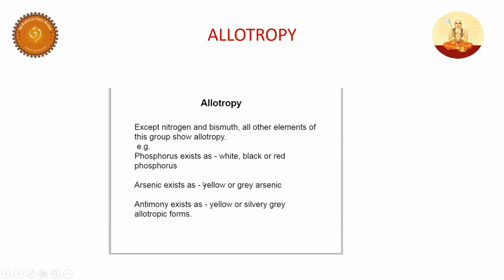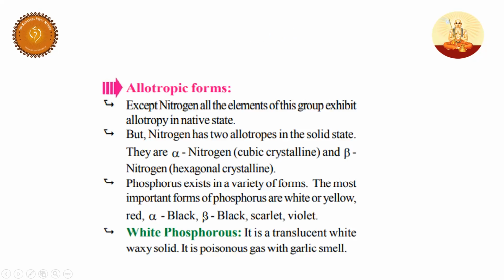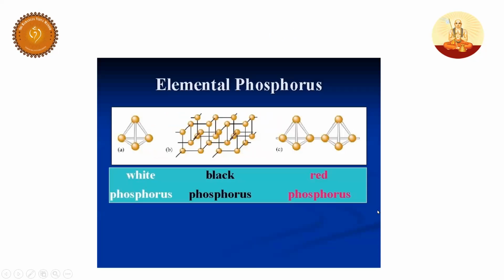Similarly, arsenic has yellow and gray forms. Similarly, antimony has yellow and silvery gray. Now, these are some of the points here. Nitrogen generally doesn't have allotropes, but in the solid state it has some allotropes, that is, cubic crystalline and hexagonal crystalline. Already I explained to you, phosphorus has a variety of allotropes: white, yellow, red, black. Different types are also there: alpha black, beta black, and so on. So let us observe these allotropes.